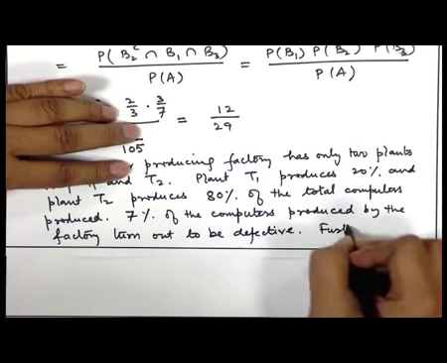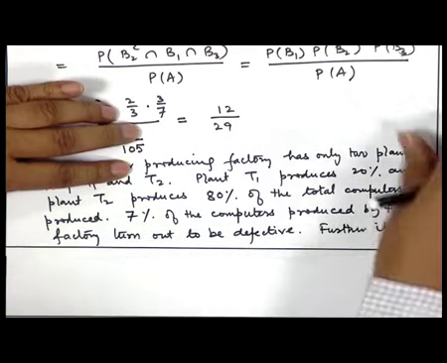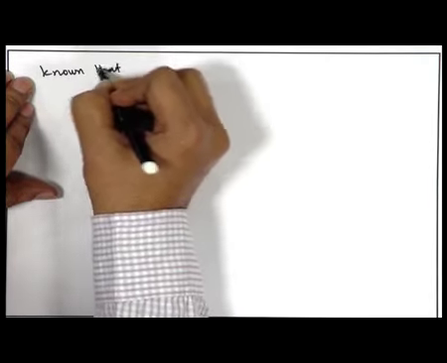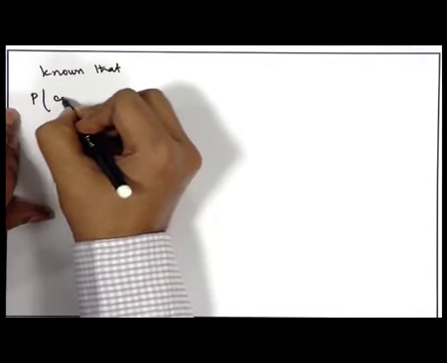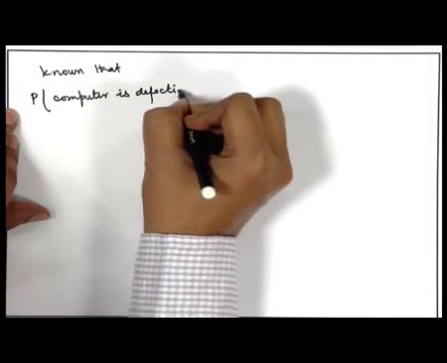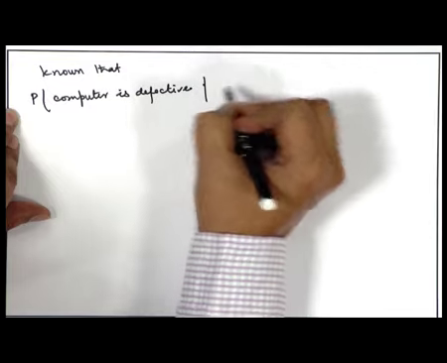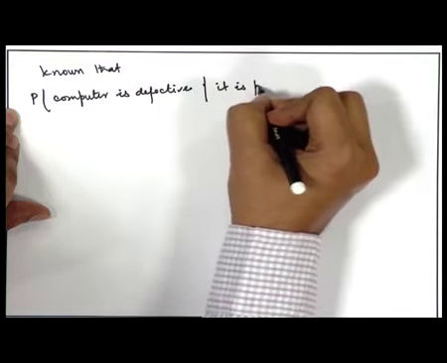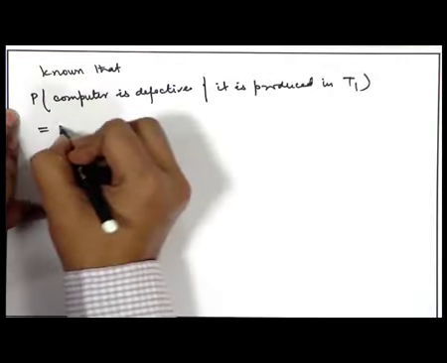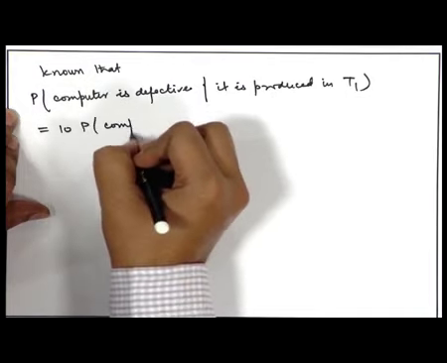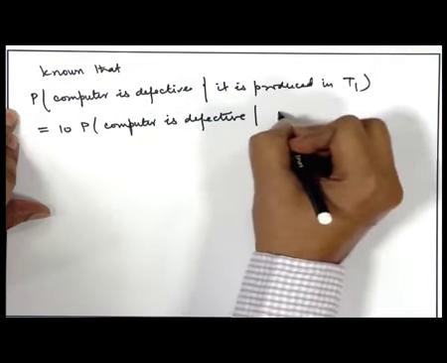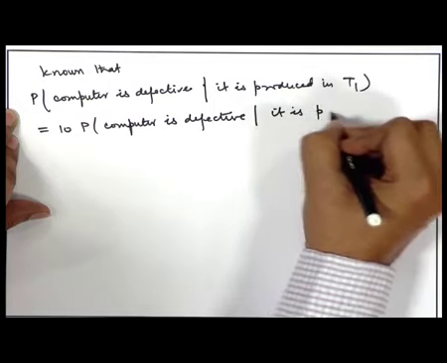Further, it is known that the probability that a computer is defective given that it is produced in plant T1 is 10 times the probability that the computer is defective given that it is produced in plant T2.